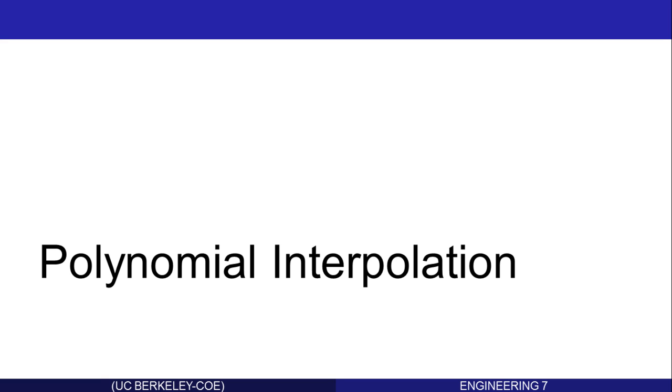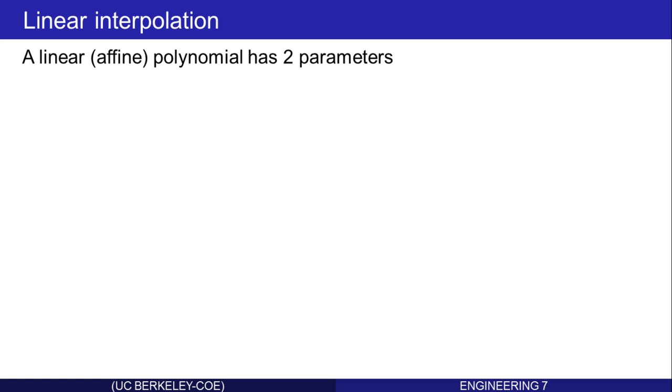We'll study polynomial interpolation sequentially, starting with linear or affine polynomials, then quadratic polynomials, then cubic, and finally make the discussion general for a degree n polynomial. Let's start with linear. A linear or affine polynomial just has two parameters, right? It's of the form a0 plus a1x, where a0 and a1 are the parameters of the polynomial. The polynomial is a function of x.